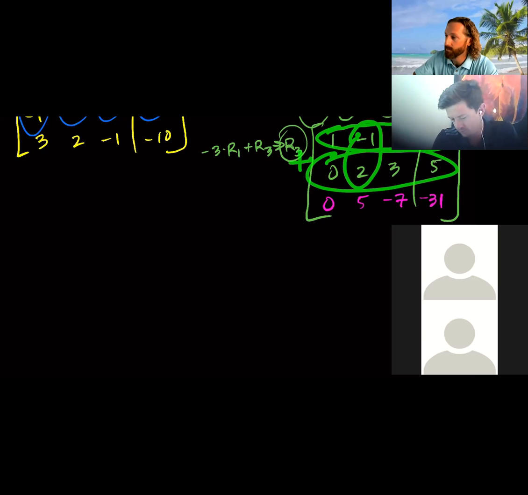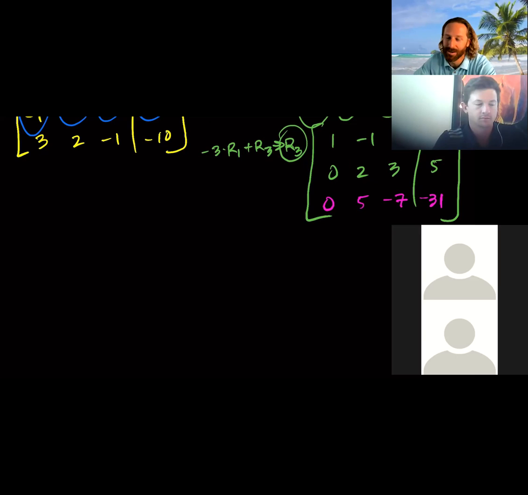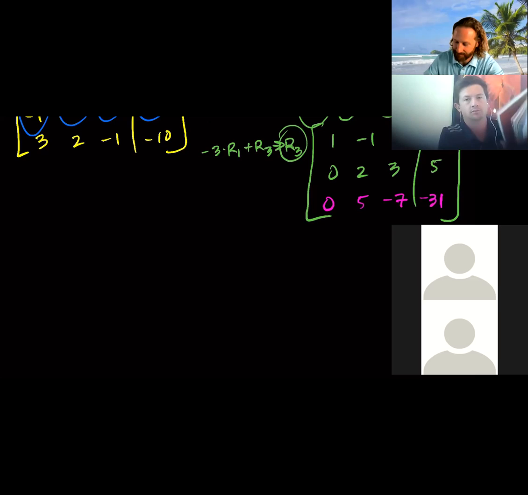Okay. Julian, very good. If I take row 1 and row 2 and add them, that will definitely make that a 1. But then it changes the 0 into a 1. But then it undoes something that we just did. Very good. So that's the tricky part. Multiply row 2 by 1/2. Very good.